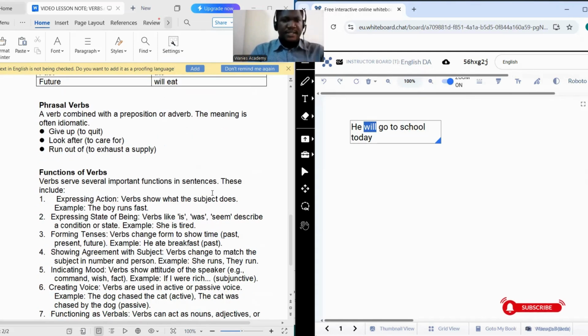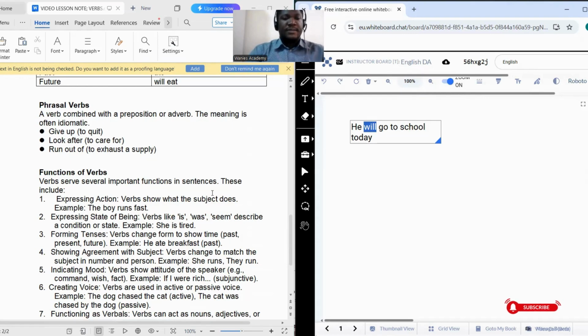Verbs serve several important functions in different sentences. The first and the most important function of a verb is to express action. Verbs show what the subject does. For example, the boy runs fast. The boy is the subject in the sentence, runs is the action the boy is performing.